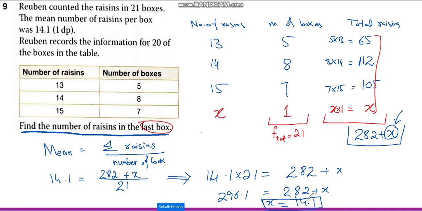Since the number of raisins must be an integer, and assuming the mean is rounded to 1 dp, the number of raisins in the last box will be 15. So we will assume x as an integer. So let's assume x as 15. Means there will be 15 raisins in the last box, where the mean will become 14.1 if we round off that number. So let's proceed to the next question.